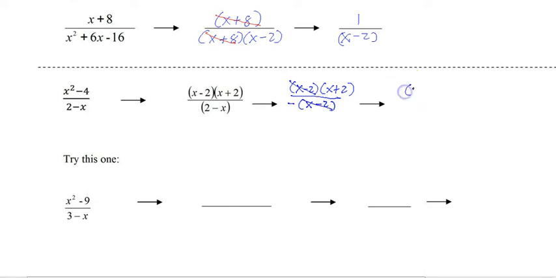And what we get is x plus 2 over negative 1, which is really just negative x minus 2. Alright? You're just dividing each one. So when they're opposites like this, you're basically factoring out a negative and canceling them. So another way to look at it is this. Let's try another one.